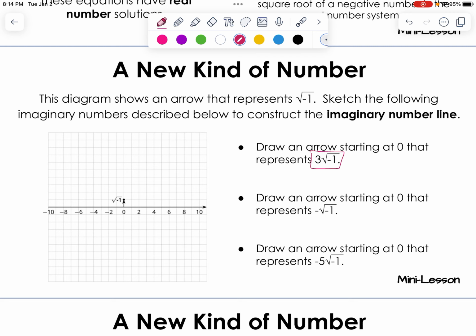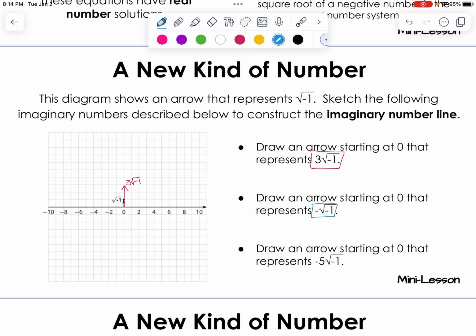It's going to stretch vertically by 3. So that would look like 1, 2, 3. There is the imaginary number 3 times the square root of -1. Let's try the next one.